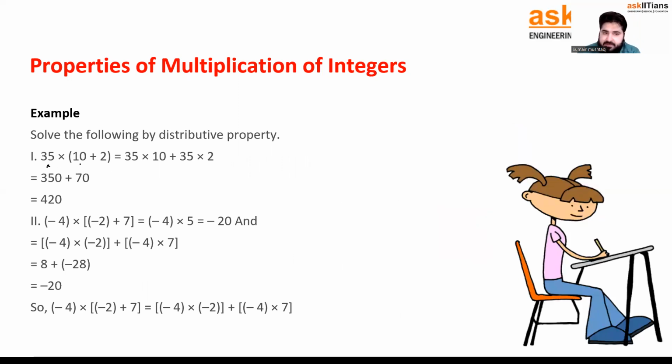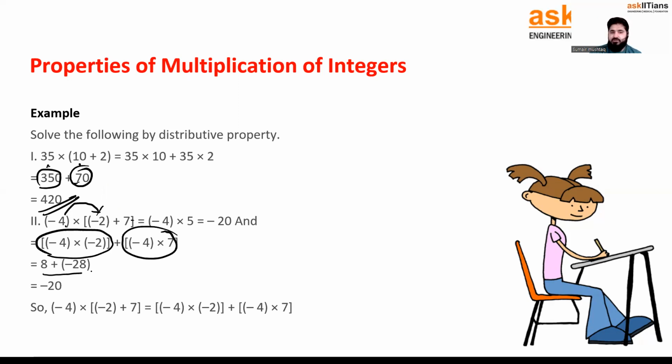335 is multiplied by 10, that is 350, and multiplied by 70, you got 420. Again, same thing. See, 4 is multiplied by -2, you got this one. Now 4 is multiplied by 7, you got 28. So the addition of these two, that's 20. It's one and the same. This is using the distributive law, right?